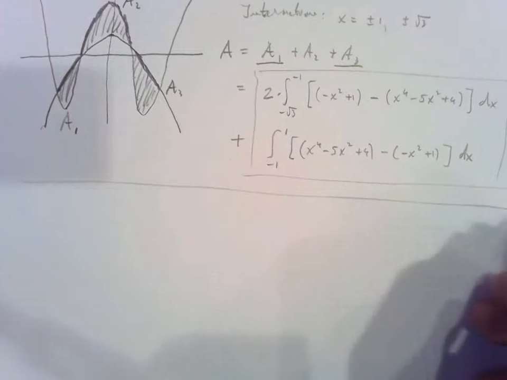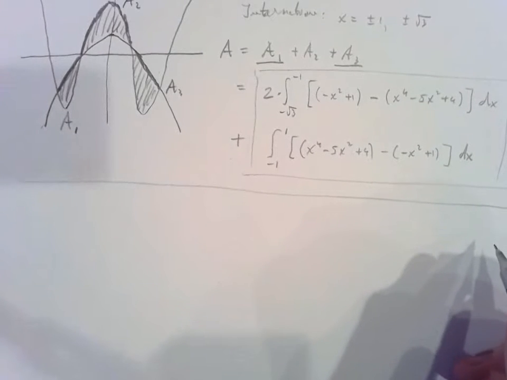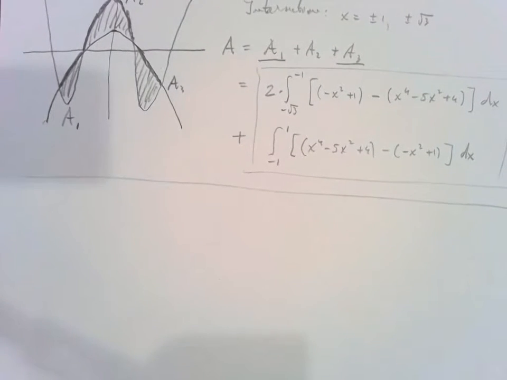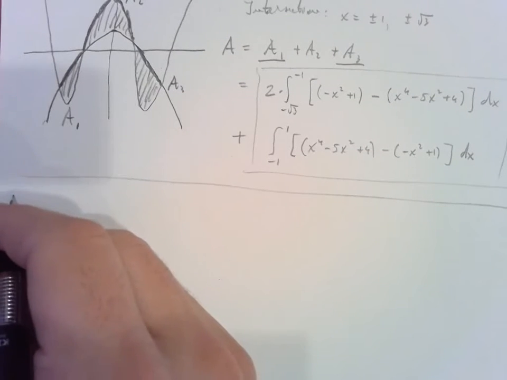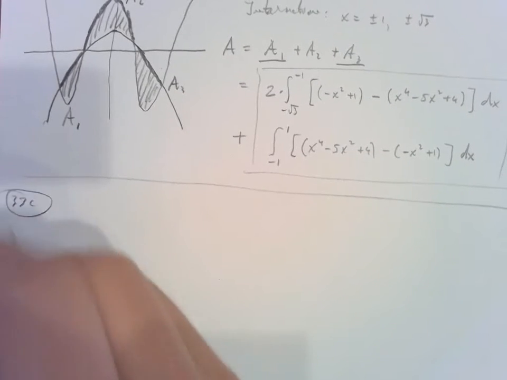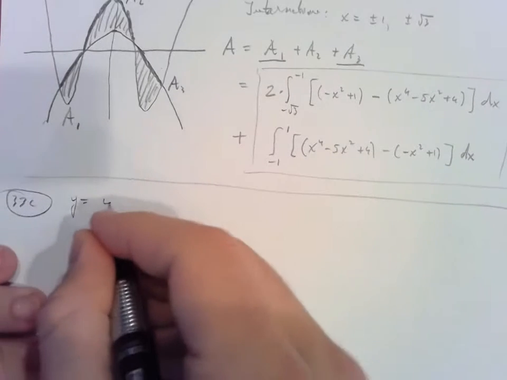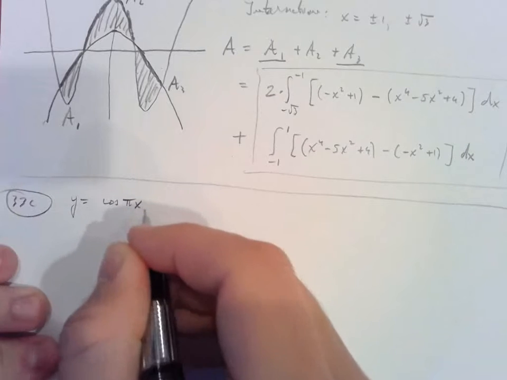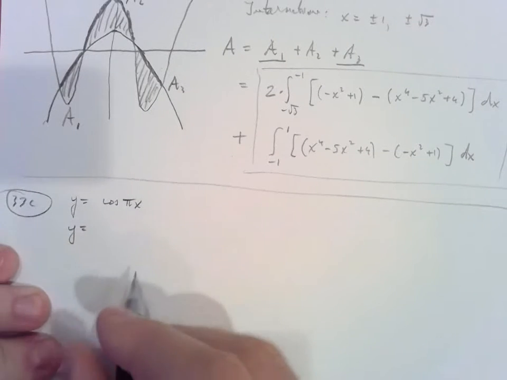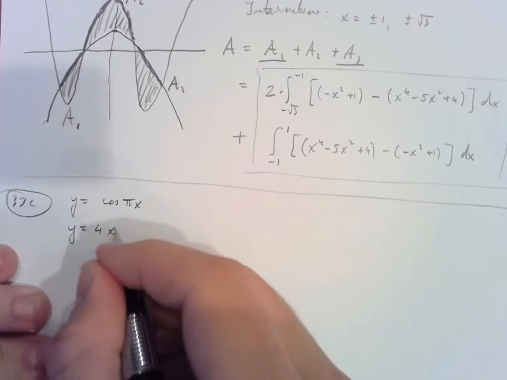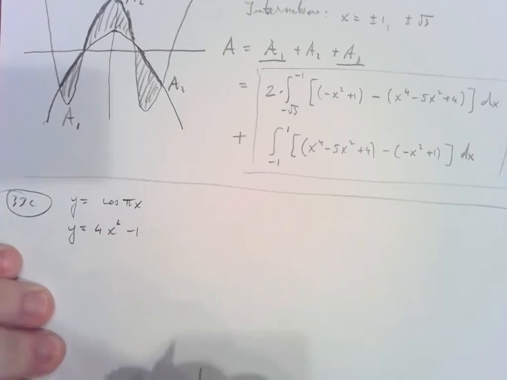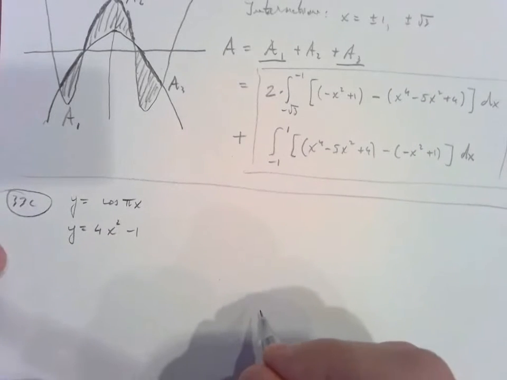Let's move on to, I won't do part B because I was talking to Professor Ruppel and there is a typo there, so I'll move straight up to part C. I'm looking at the area between y equals cosine of pi x and y equals 4x squared minus 1. So let's quickly draw that region.